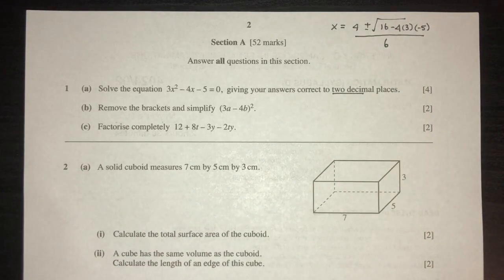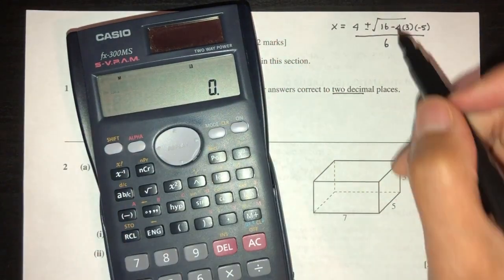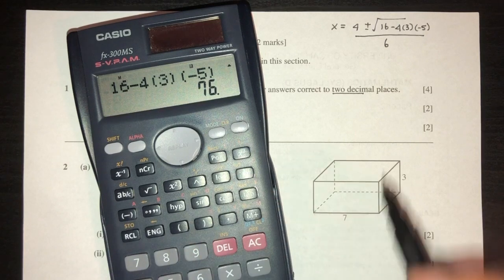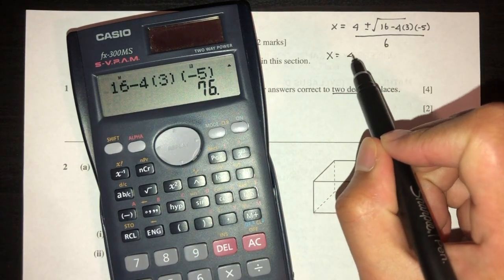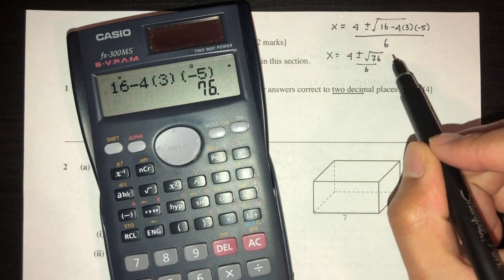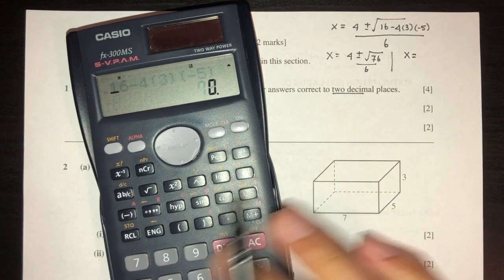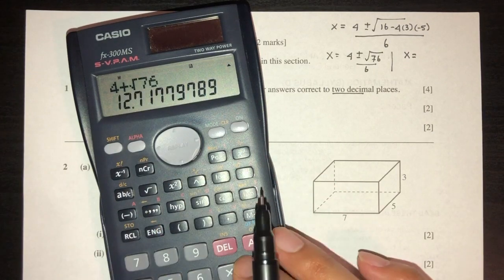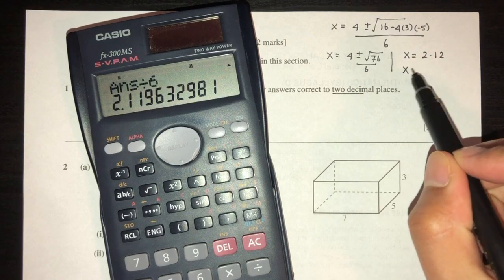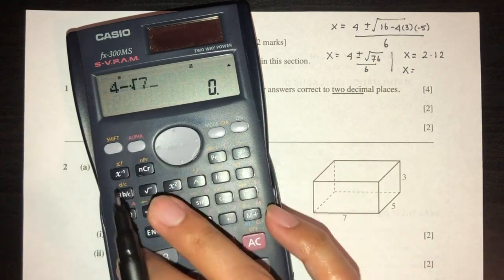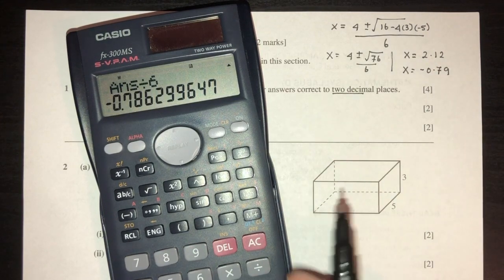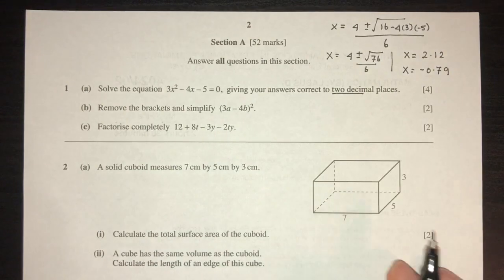Now let's simplify. The first value will be 16 minus 4 times 3 times minus 5. That will be 76. So x has to be plus minus root of 76 divided by 6. So from this, x can be 4 plus root of 76 divided by 6. That will be 2.12. Or it can be 4 minus root of 76 divided by 6, that is minus 0.79. So these are the two values for x for part 1.